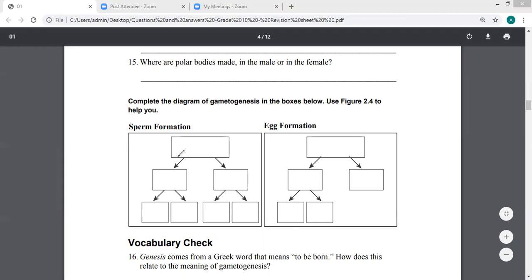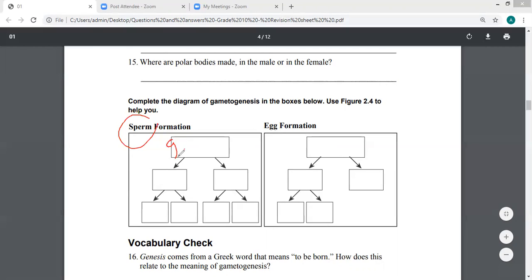Okay, this figure or this diagram explains gametogenesis. Firstly, what's the meaning of gametogenesis? Gametogenesis is the formation of gametes, sperm or egg, right? Yes. Sperm formation, you can check your book, section 6.2, figure 2.4. It explains the gametogenesis process in detail.